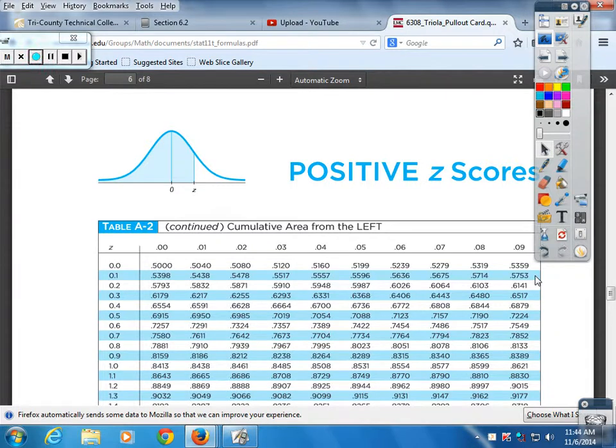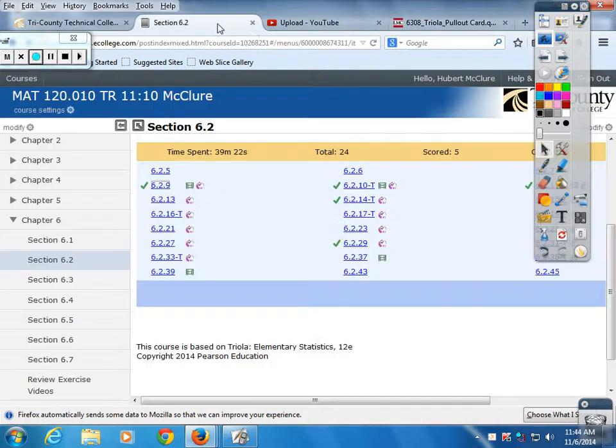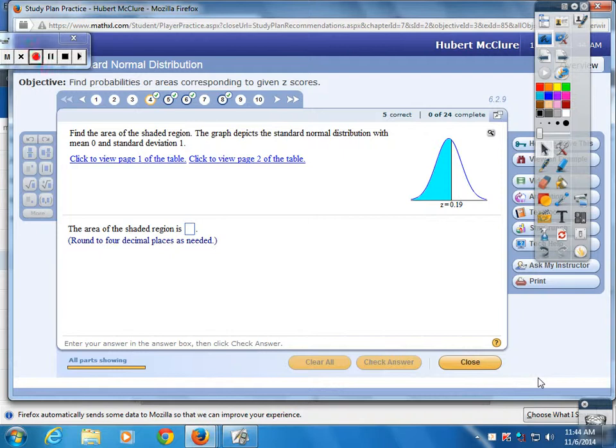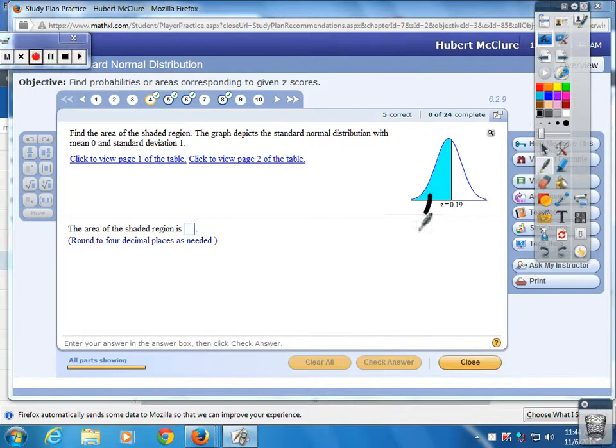I'm trying to find my problem. Is this it? No, it's down here. 0.5743. So this area right there, the blue area, is 0.5743.